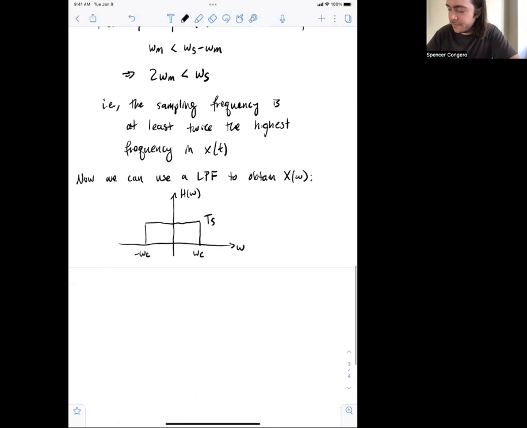And I'll draw everything in 1 second. Let me just write that plus or minus omega sub c are the cutoff frequencies. So just some terminology you'll hear. Cutoff frequencies of the low pass filter.